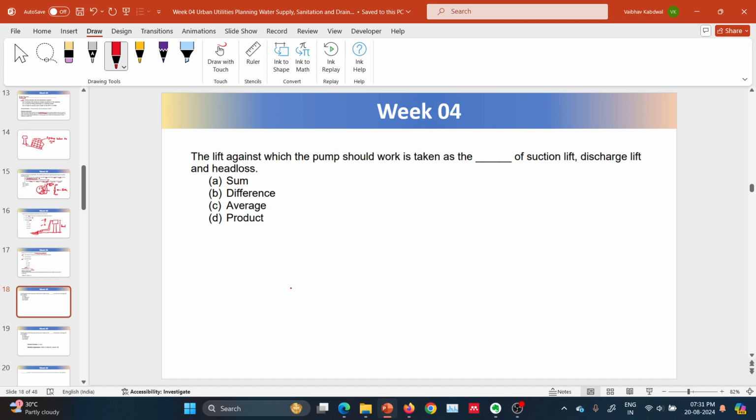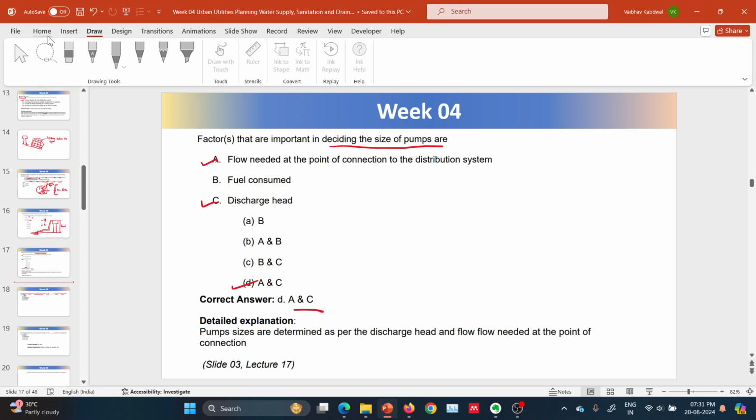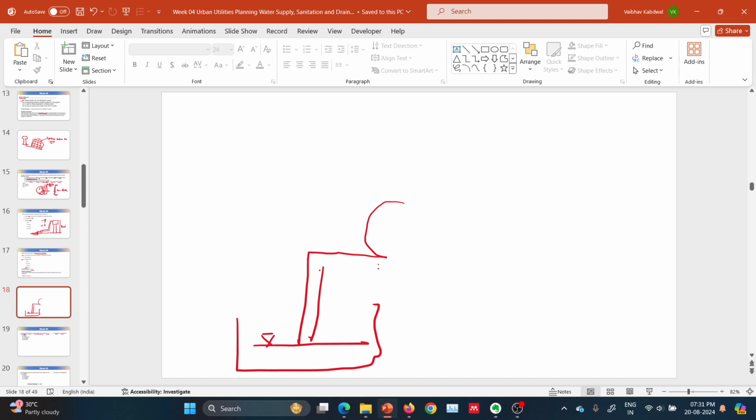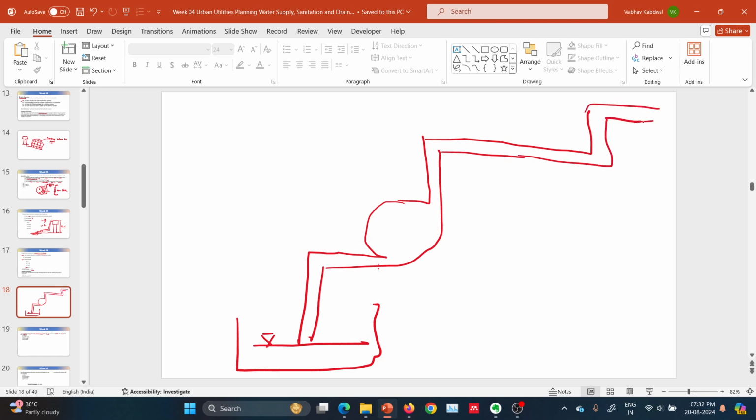The lift against which the pump should work is taken as dash of suction lift, discharge lift, and head loss. So let's see an example.